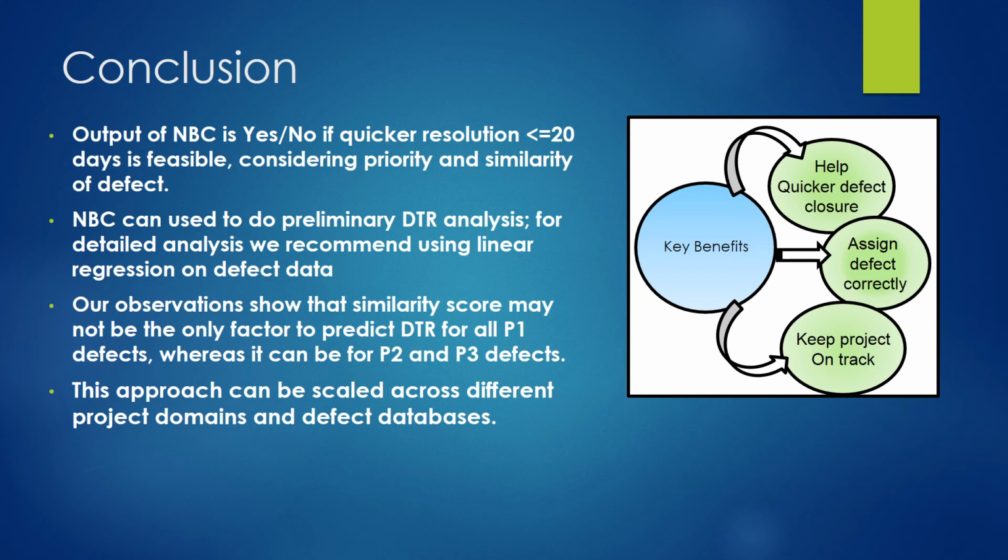Our observations show that similarity score may not be the only factor to predict DTR for all P1 defects, whereas it can be for P2 and P3 defects. This approach can be scaled across different project domains and defect databases. To summarize, similarity score can be seen as a significant factor in predicting DTR for a defect, specifically for P2 high and P3 medium defects. The approaches proposed here can assist the project teams to gain an insight in defect resolution time by helping in quicker defect triage and assigning the defect correctly to keep the project on track.